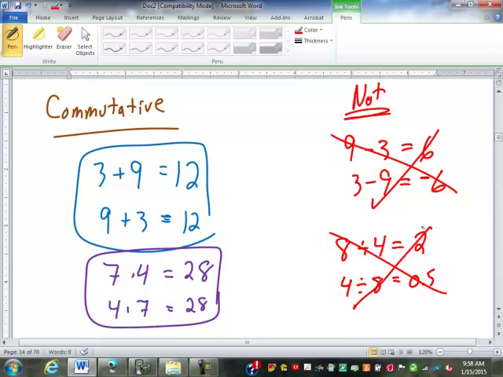Basically, addition and multiplication are the two main operations. Most rules only apply to addition and multiplication. The subtraction and division are the byproducts, or the reverse of addition and multiplication. So the rules don't necessarily apply the same to them.